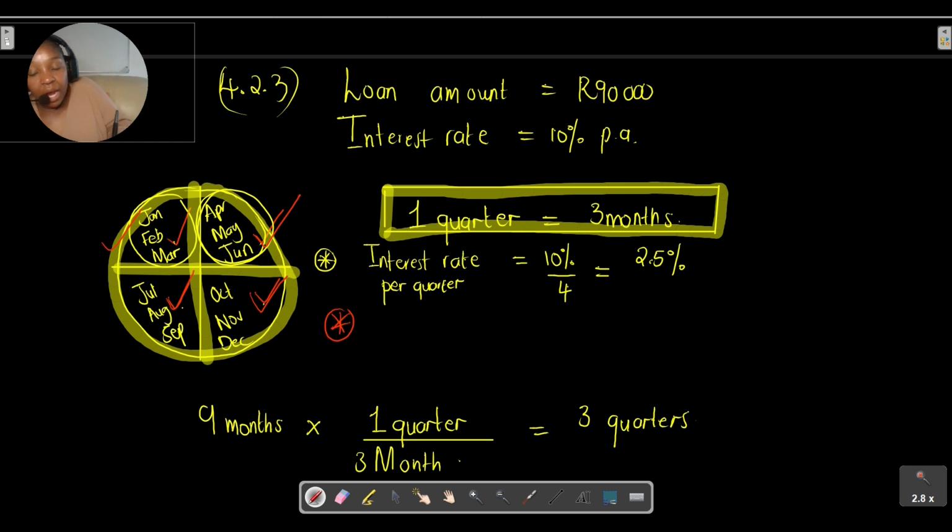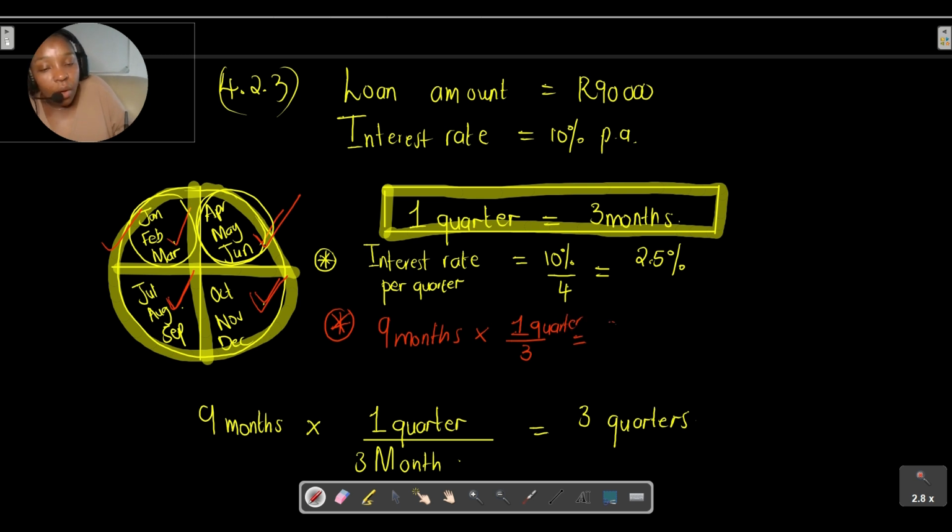Then the next thing we need to determine is to change the period. In this case, we are given how much would he have to repay after 9 months. We just need to take that 9 months and change the months into quarters because interest is compounded quarterly. So you need to multiply by what we want, divide by what we have, and this will basically convert the period into quarters.